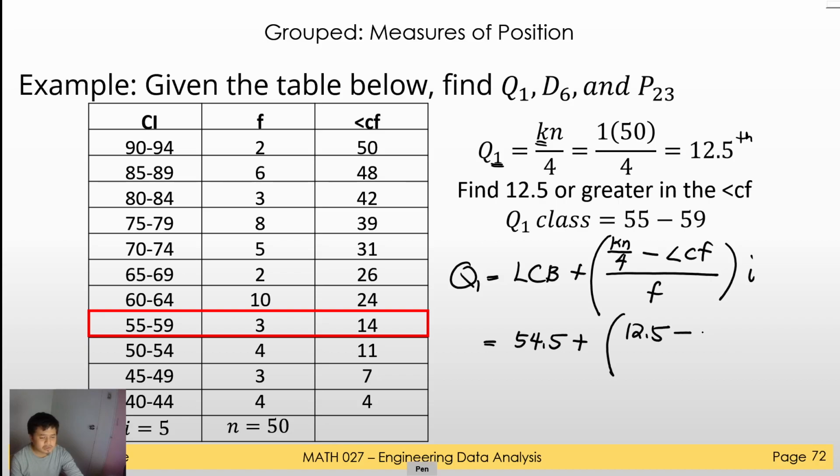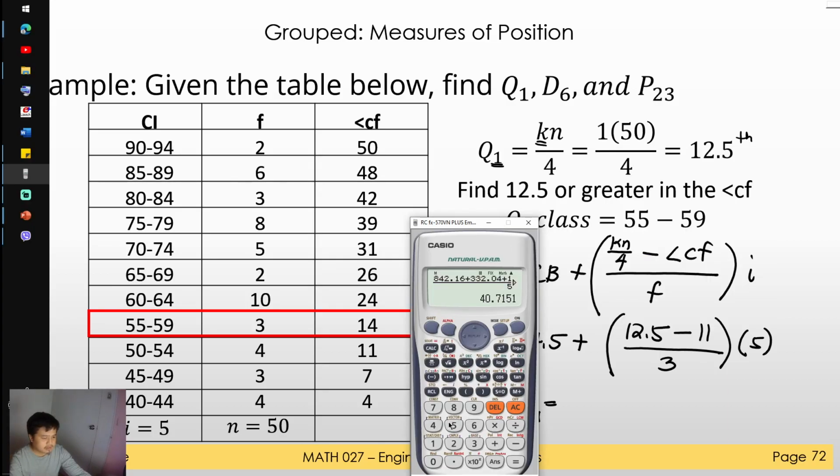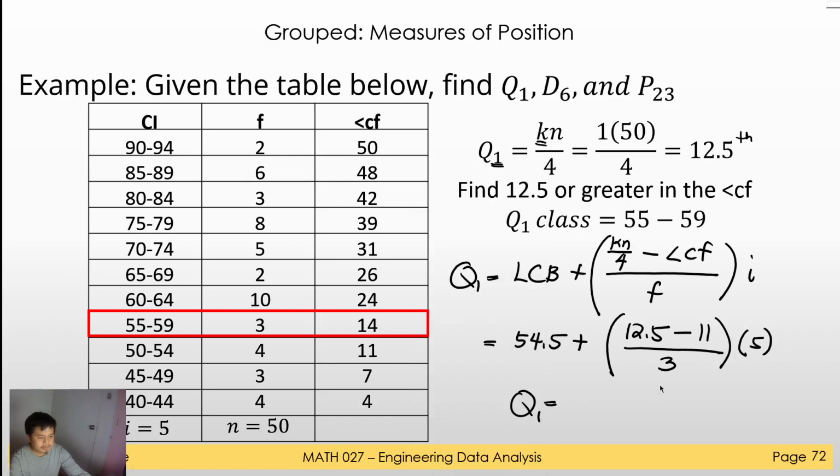So the lower is 11, so we have to input 11 here. The frequency of this Q1 class is 3, so we have over 3, and then multiplied by i, which we now have a value for, which is 5. So therefore, the answer here for the first quartile data is 54.5 plus 12.5 minus 11 over 3 times 5. So we have 57 as our first quartile data.